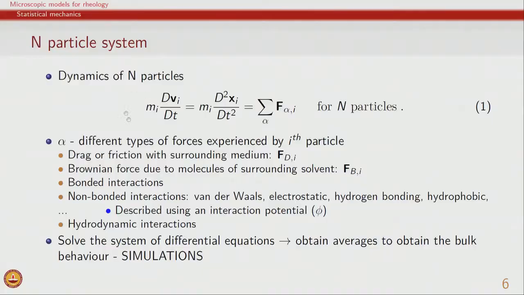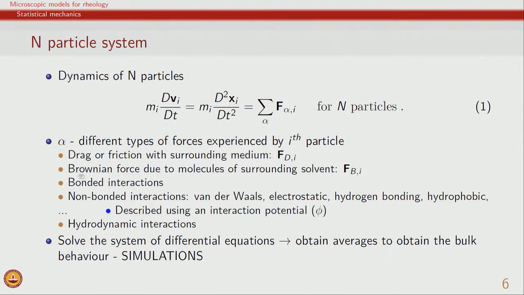And so, the overall governing system for this N particle system could be written in terms of a governing equation for each and every particle. The Newton's second law of motion states that mass times acceleration for each and every particle is related to the sum of all forces. The forces could be, as we discussed in the previous class, the drag and friction with the surrounding medium, where we use Stokes' law.